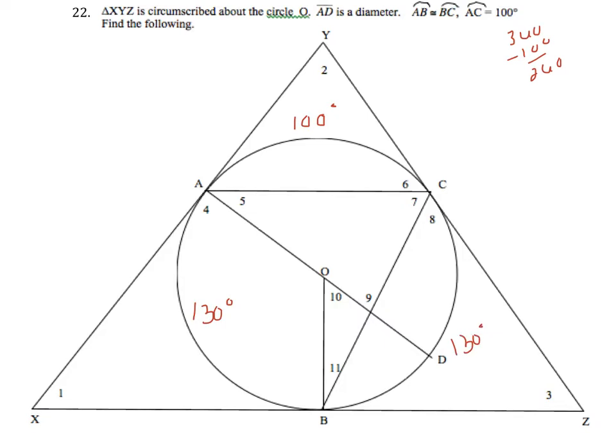Now, I also notice that I have a semicircle because AD is a diameter. So if AD is a diameter, I can find arc BD. Because AD being a diameter, this whole thing's 180. Well, if I know this part over here from A to B is 130, then I know that B to D must be 50. All right, and then that'll also help me find arc CD. So arc CD, if arc CB is 130, then arc CD has to be 80.